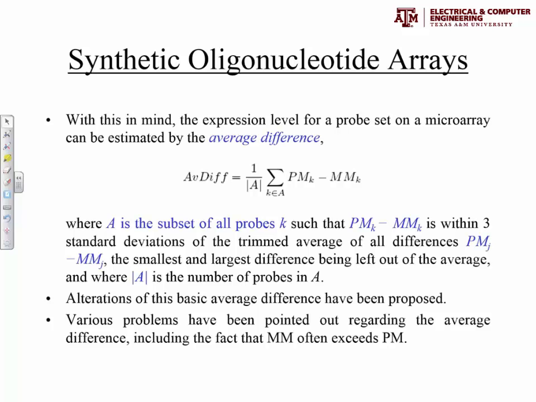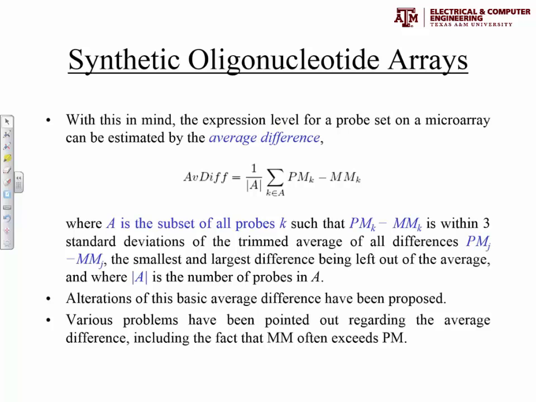And alterations of this basic average difference have been proposed, and various problems have been pointed out regarding the average difference, including the fact that the mismatch intensity could often exceed the perfect match intensity. So again, this is all hand waving. There are hundreds of papers that have been written on microarrays, but I don't think they really have any new substance. If you have time and want to become an encyclopedia on microarrays, you can go and take a look at them, but most of it is hand waving. Somebody used some method for data analysis, and somebody else changed it a little bit. They wrote some more papers and so on. But I don't think that there is any definitive word on the topic.